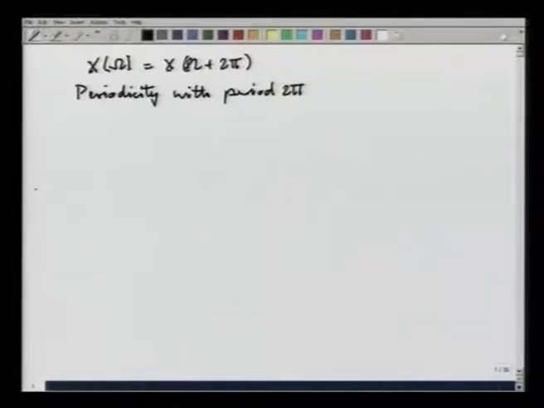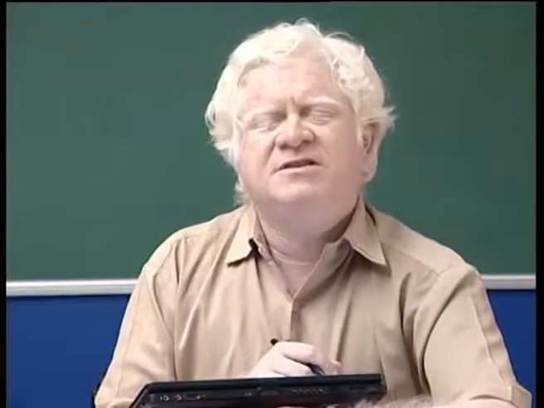Now, given this periodicity, we will have to ensure that any signal in the frequency domain that we wish to find an inverse transform for, inverse DTFT for, must first of all be periodic with period 2 pi. Otherwise, it is not even a valid continuous function of capital omega. That is to say, it is not a function which is amenable to the inverse DTFT.